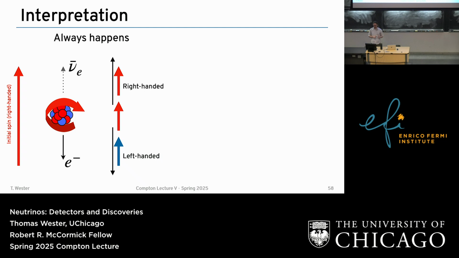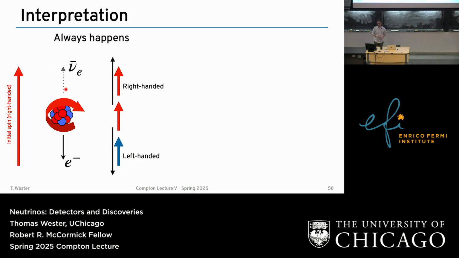The interpretation of this experiment can be summarized like this. If your initial direction of spin is represented by this arrow, then the decay of the spinning nucleus looks like this. There's an anti-electron neutrino, and what you have to do is make this arrow work out. The particles that come out of the decay have to add up to the same spin as the initial system.